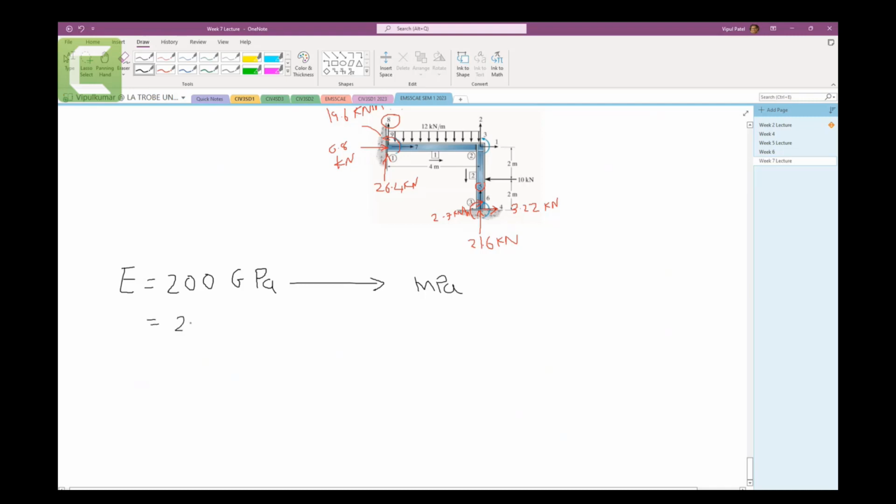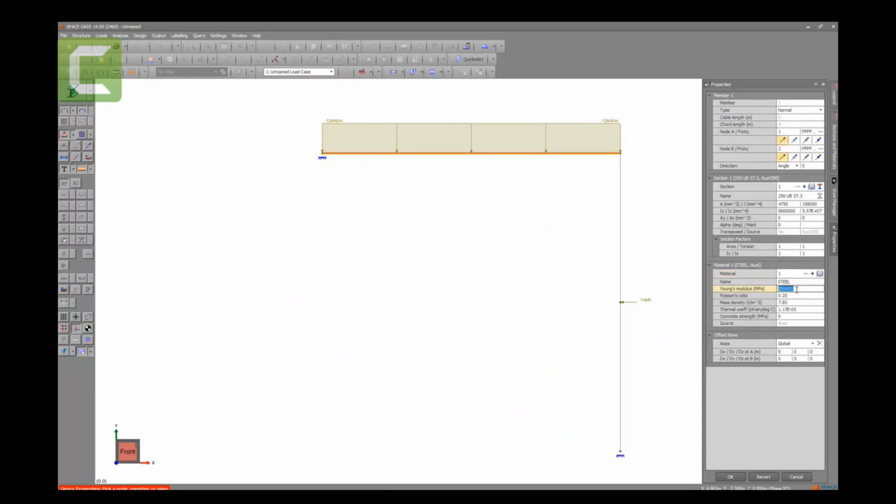That's fine. So 200 times 10 to the power 9, that is giga and pascals. Then you can say 200 times 10 to the power 3 times 10 to the power 6, that becomes 10 to the power 9 pascals. 10 to the power 6 is mega. So 200 times 1000, 10 to the power 6 is mega, and this is pascal. So 200,000 megapascals. That is perfect. So 200,000 is correct.